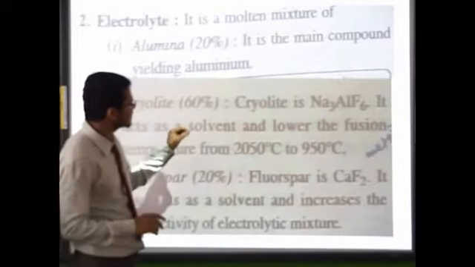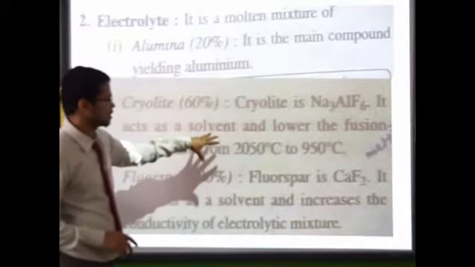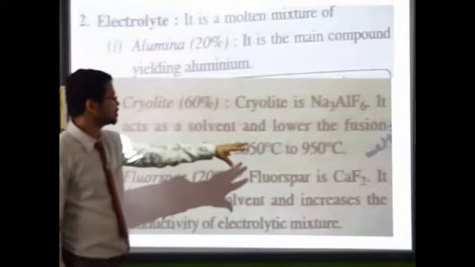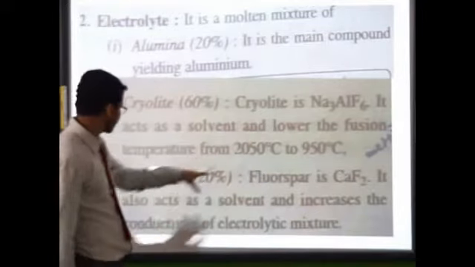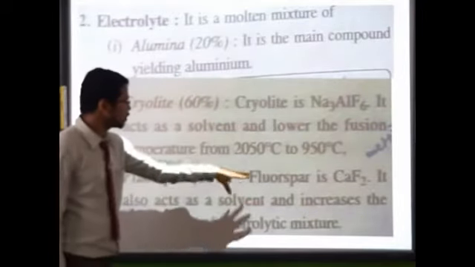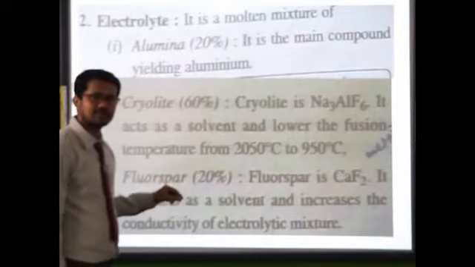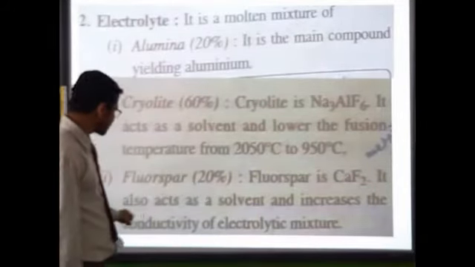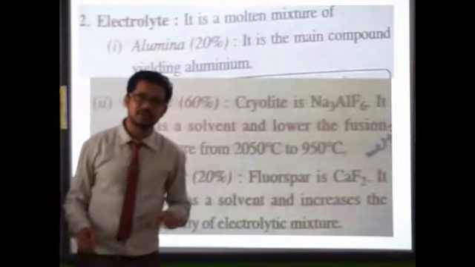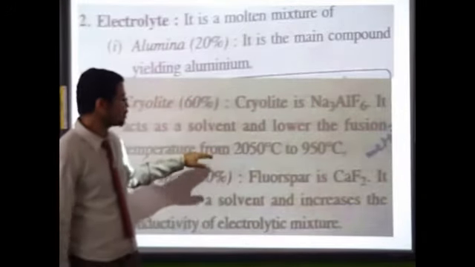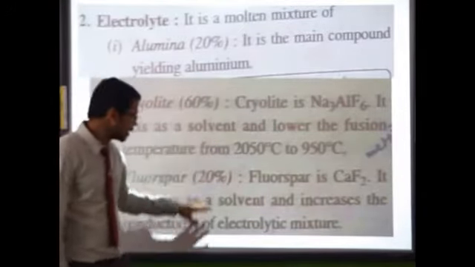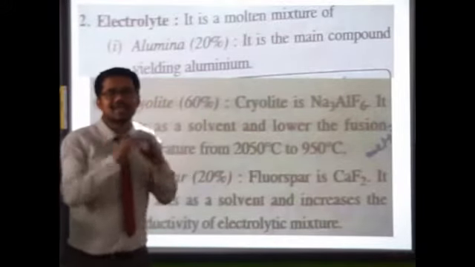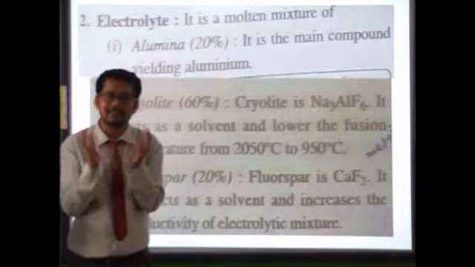What is the molecular formula of cryolite? Na3AlF6. It acts as a solvent and lowers the fusion temperature from 2050 degrees Celsius to 950 degrees Celsius. And fluorspar is CaF2. The molecular formula of fluorspar is CaF2. It also acts as a solvent and increases the conductivity of the electrolytic mixture. And all of these act as the solvent, the electrolyte.